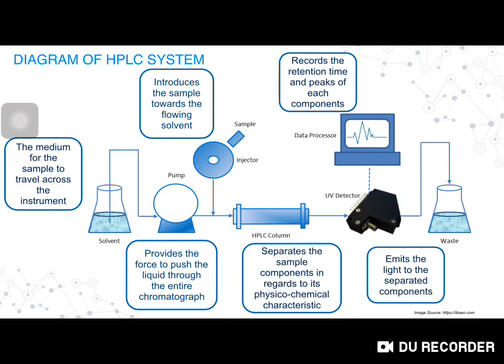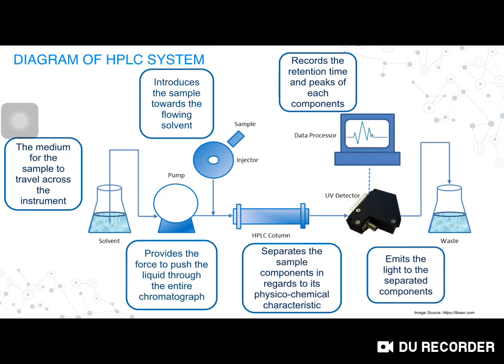The solvent, also known as the mobile phase, is an aqueous and moderately polar liquid. In this experiment, a 60-40 ratio of methanol to water is used as a solvent. It will serve as a medium for the sample to travel across the instrument, and it will go towards the pump, which will force the solvent through the entire instrument.